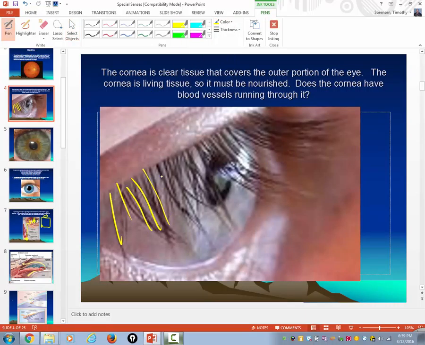All right. So when you look at the outer part of the eye, the exterior anatomy of the eye, you have eyelashes.